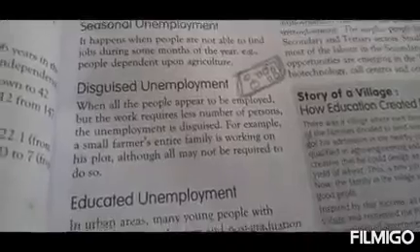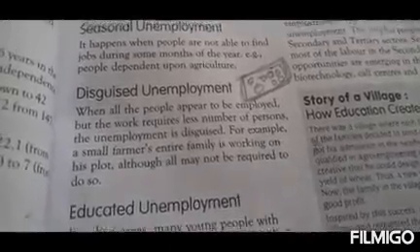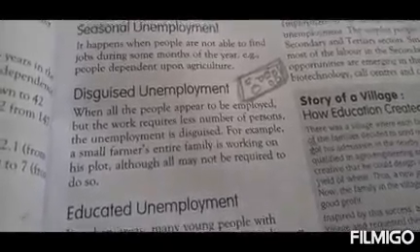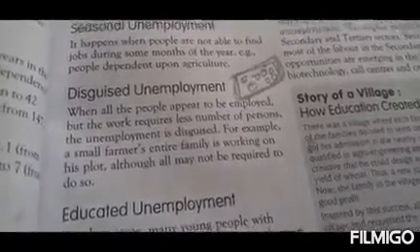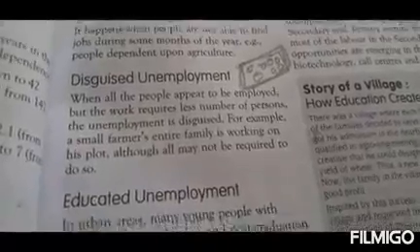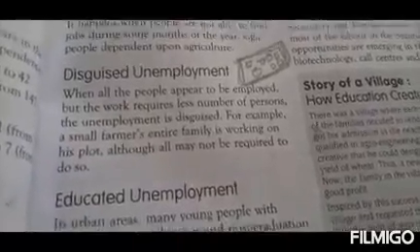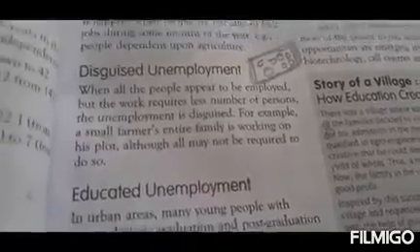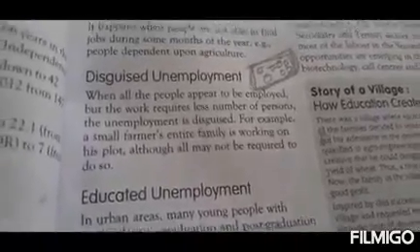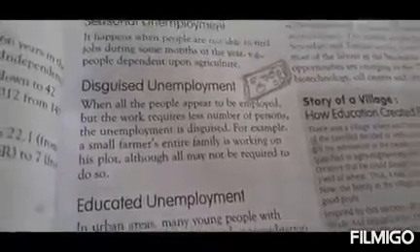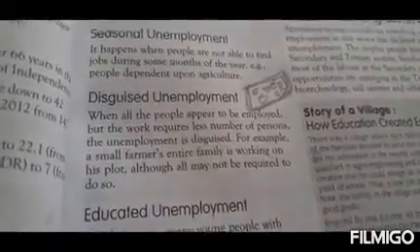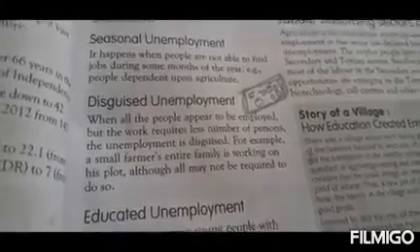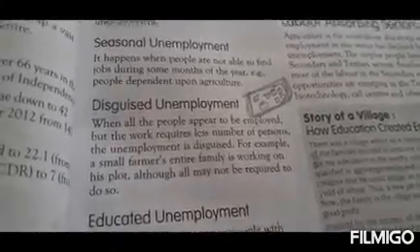Next is disguised unemployment. So what is disguised unemployment? When people appear to be employed but the work requires a smaller number of people, the unemployment is disguised. That means if I have a piece of land, and that piece of land can accommodate 5 people, but it is utilizing 10 people with no added benefit.